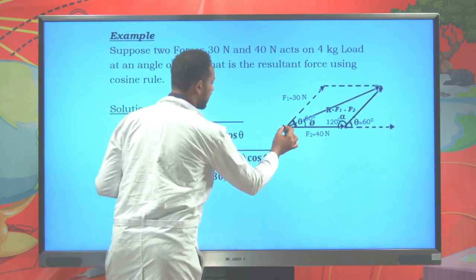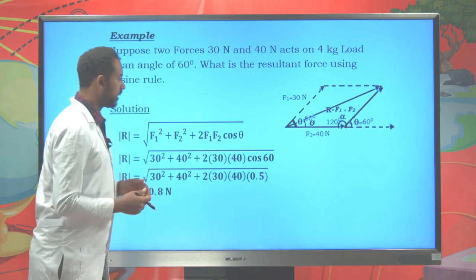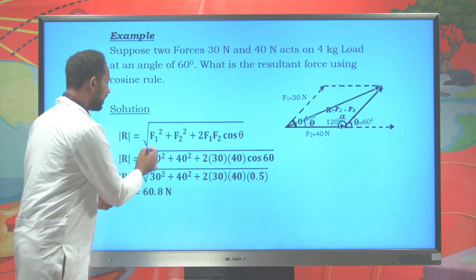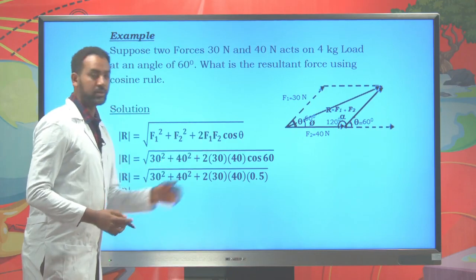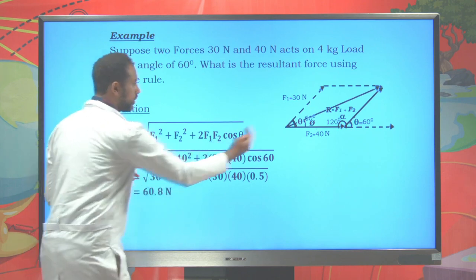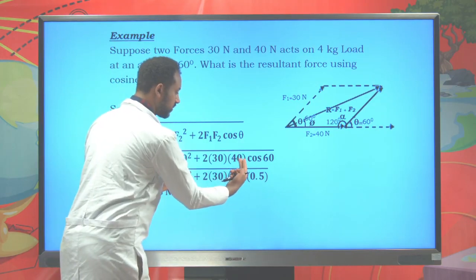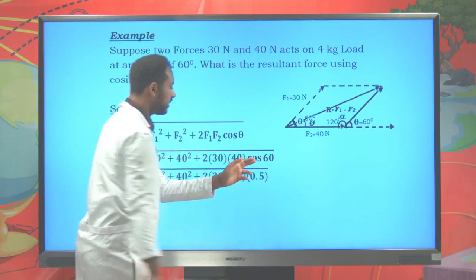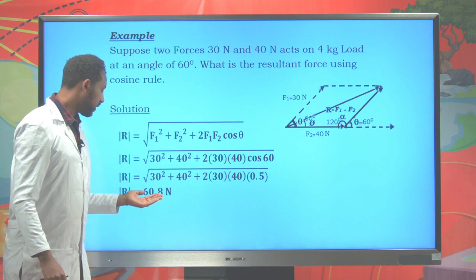The two forces acting on the given body are 30 Newton and 40 Newton. Therefore, how do we determine the resultant vector? The cosine law states that R squared equals F1 squared plus F2 squared plus twice F1 F2 cosine of theta. This is how we apply the cosine law. Therefore, we have 30 squared plus 40 squared plus twice 30 times 40, and the angle between the two vectors is given already to be 60, cosine 60. Therefore, the resultant vector is 60.8 Newton.